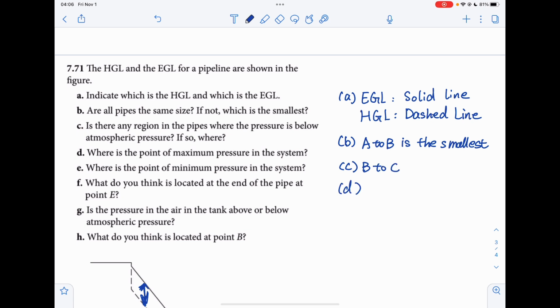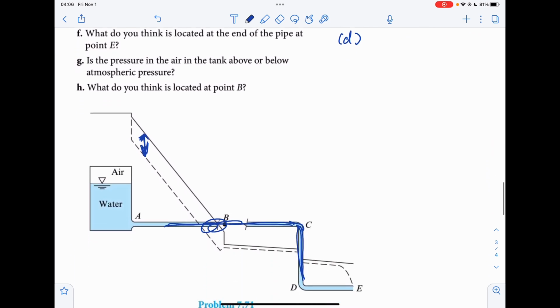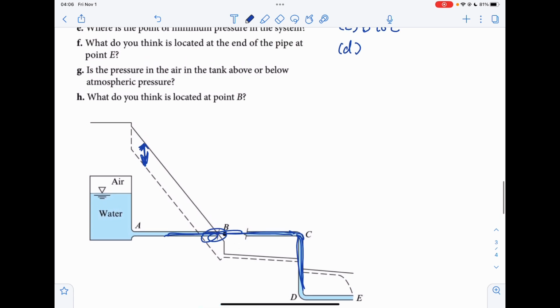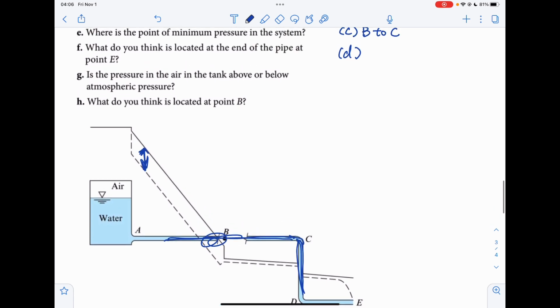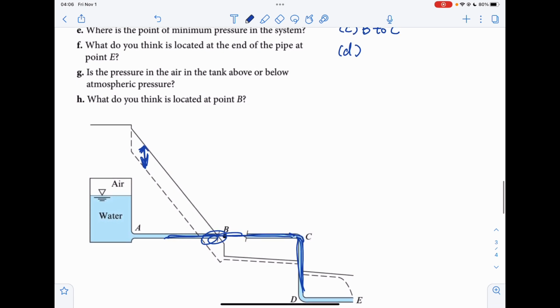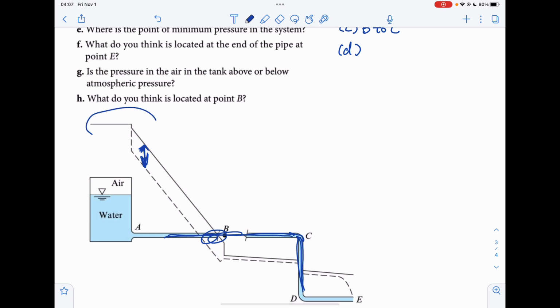And for part D, it's asking where is the point of maximum pressure in the system. For this problem, we're gonna first find the highest point of the energy grade line and choose which will be this part.